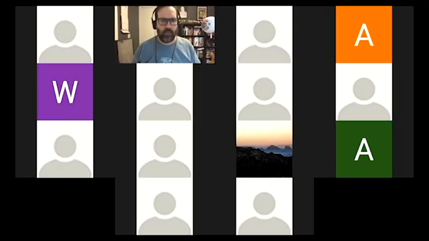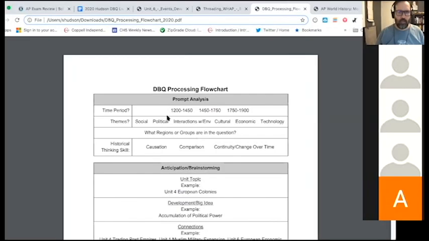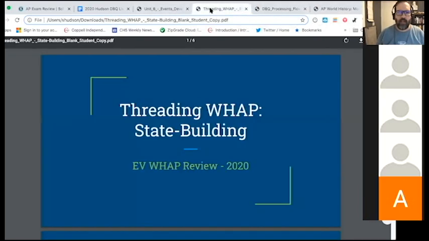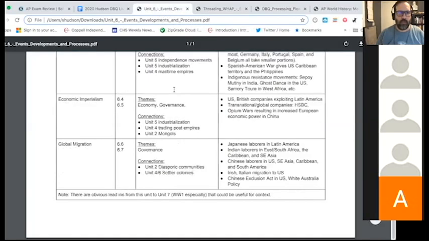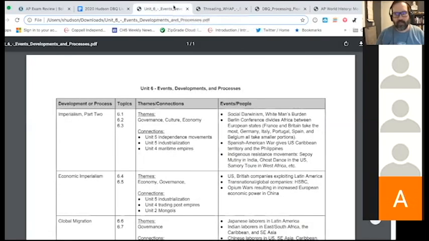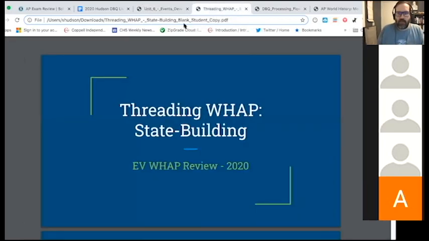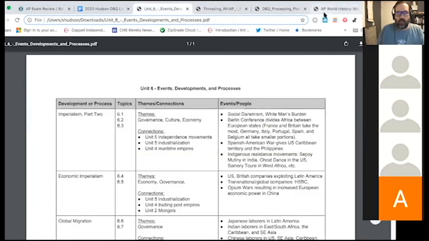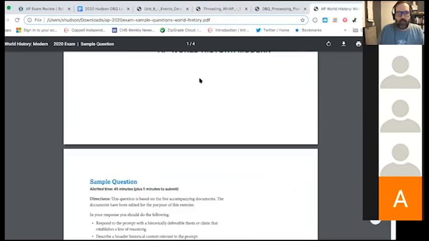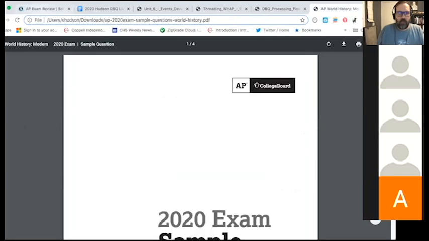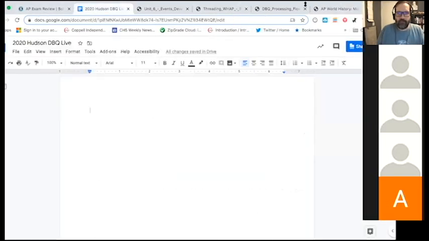Okay, so I've got a flow chart, and then I have, because I cheated just a tiny bit, so I would have all of the unit documents handy. In this case, I only have the unit 6 one open because I knew what the prompt was. But I would have these in one place on my iPad where I could quickly look at them. I would have the threading documents, the state building one handy, and then I have my question, and then I've got a blank doc that I'll type everything into.